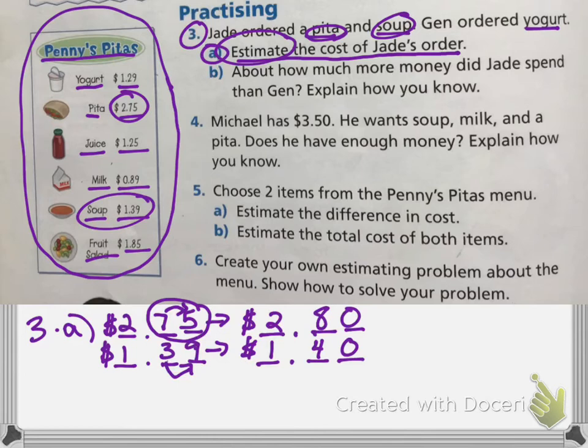Are we done? No, we're not. Estimate the cost of Jade's order. Well, her order is these 2 things, and when you pay for 2 things, you have to add them up together. So we're going to add those. Okay, so pause your video and add those together.